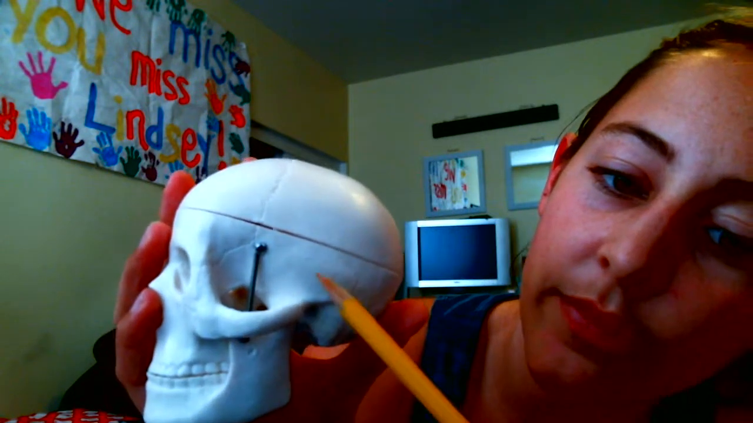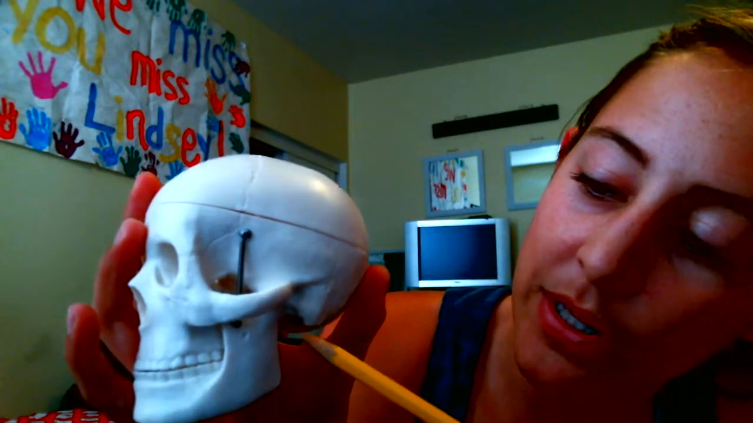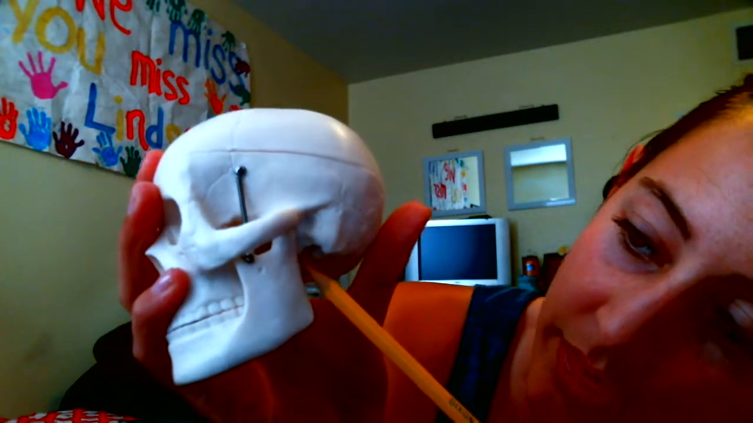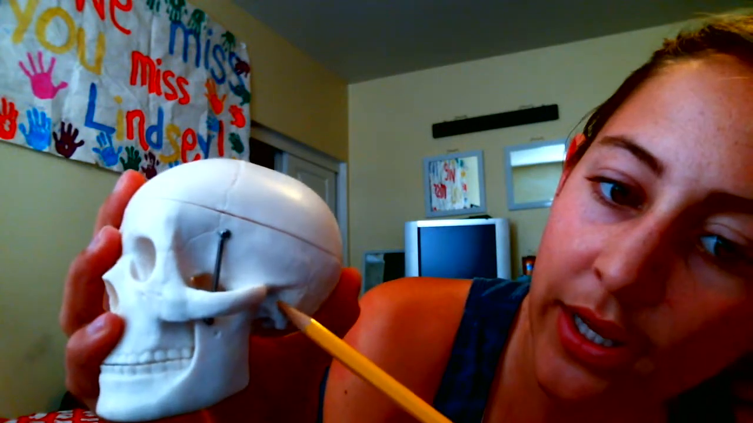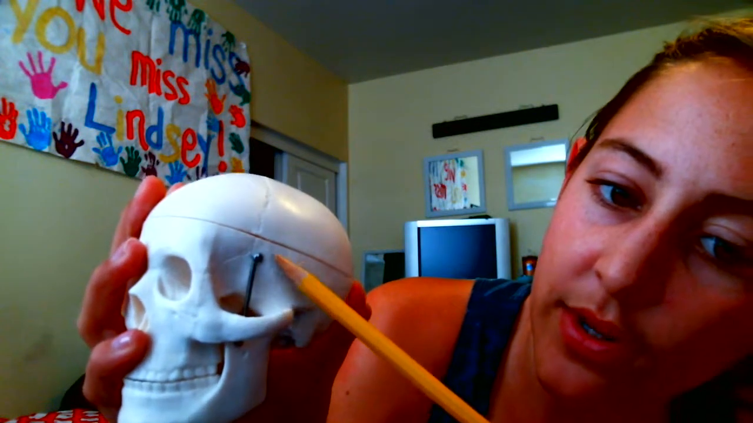We also have our temporomandibular joint, which is right here, and our mastoid process. We have our styloid process, our external acoustic meatus, and the squamous part of the temporal bone.